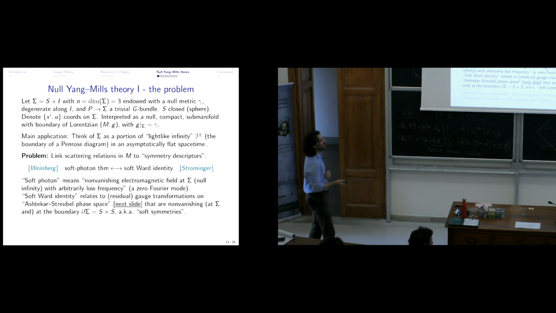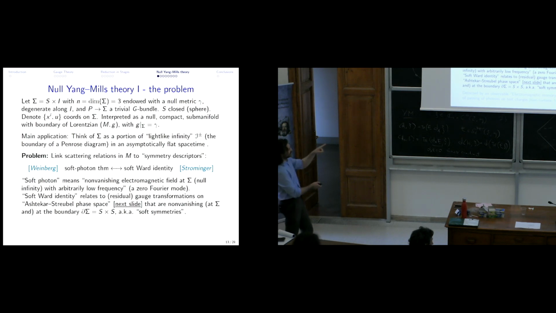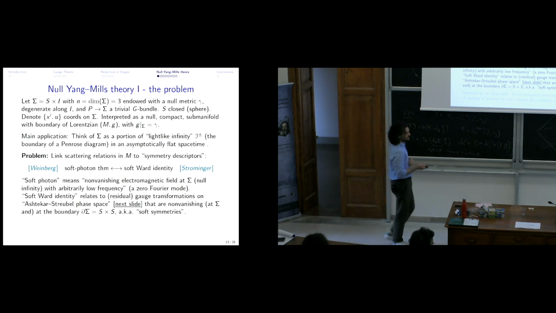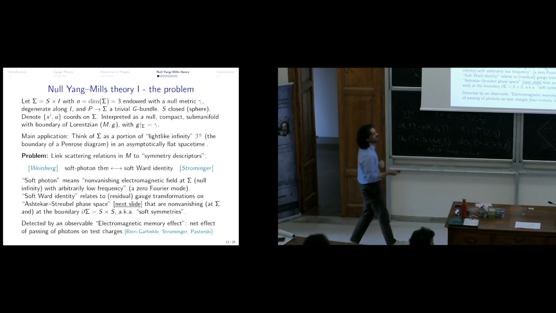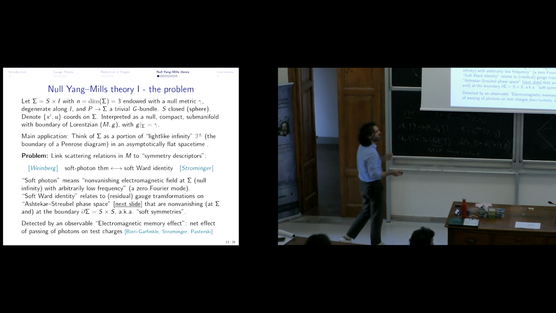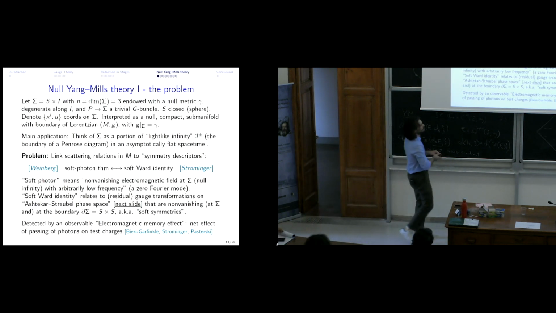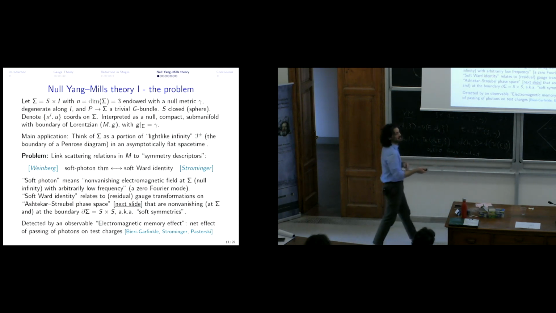While soft Ward identity, as I just said, relates to certain residual gauge transformations on what people call the Ashtekar-Streubel phase space, which I will describe in the next slide. And these are gauge transformations that are non-vanishing at sigma and at the endpoints. The final piece of the puzzle is an observable called electromagnetic memory, or the effect related to it is the electromagnetic memory effect, which is the net effect of a passing of photons, so a residual of a scattering event, on certain test charges.